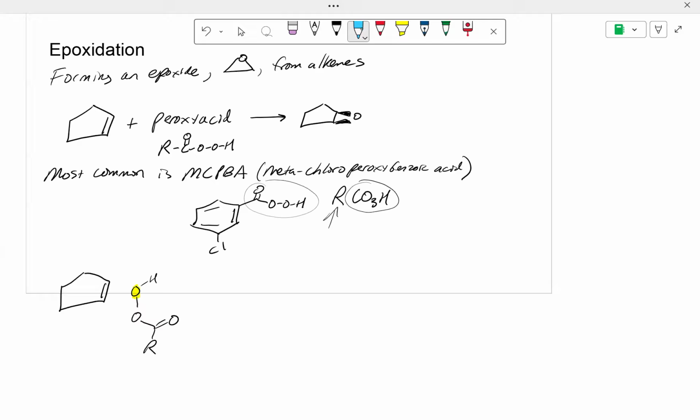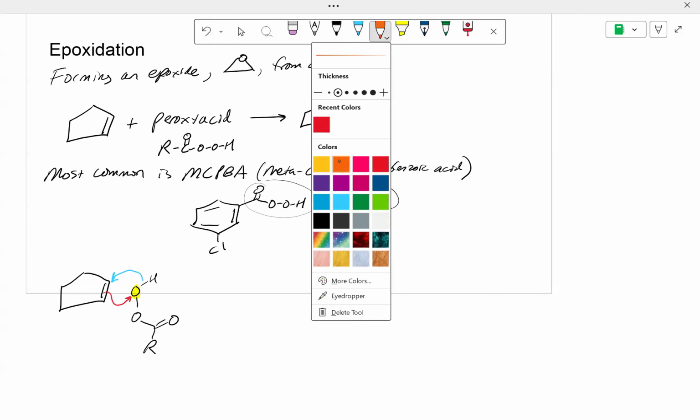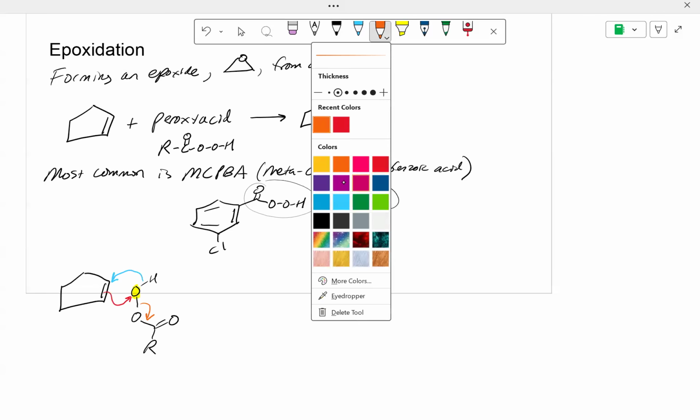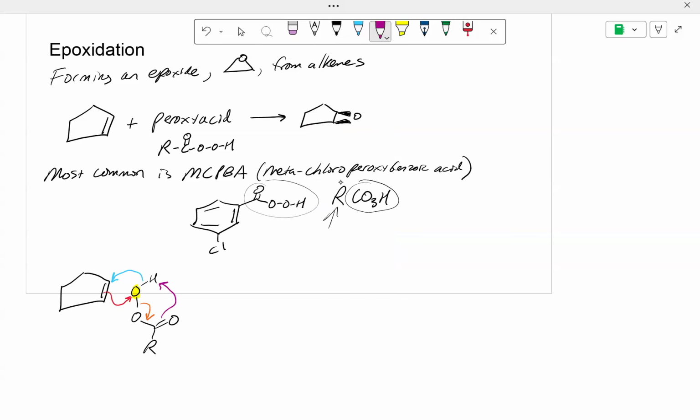So our first arrow we'll draw here. Our next arrow, we'll use these pi electrons to make a bond to the oxygen. And then I'll use a different color here. These will go here. And then I'll use one more color here. We'll use those pi electrons to make a bond to that hydrogen. So again, this is concerted, meaning we do this all at once.